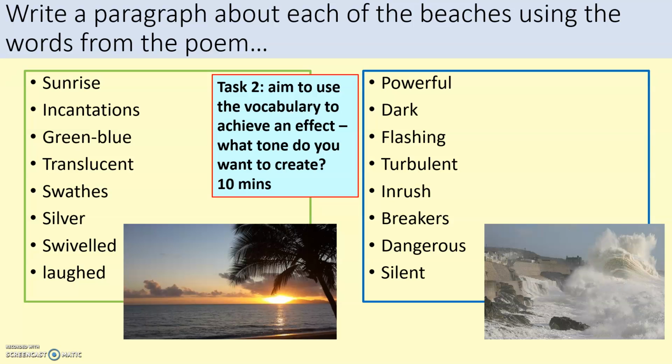So as it says, write me a paragraph about each of the beaches. So yes, I want you to do both, using words from the poem. And what you want to think about as you're writing is, what sort of mood are you trying to create using the words from that box for the palm tree picture, and then what sort of tone are you going to create? Obviously one is going to be very calm and tranquil, one is going to be very turbulent, dangerous, threatening.